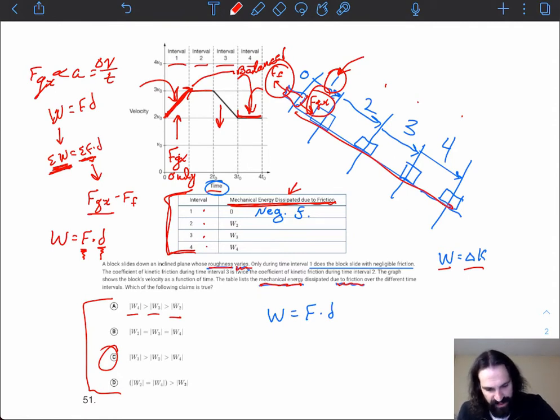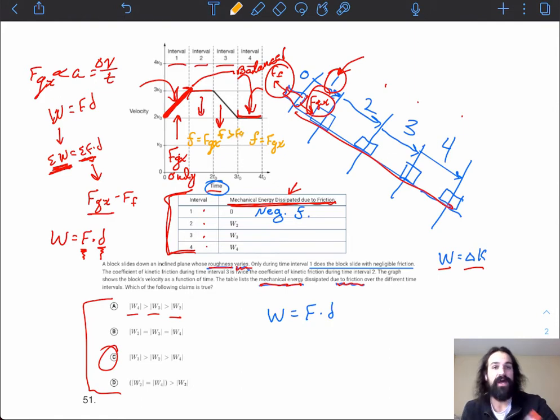So in this case, I'm going to use this slope as my baseline. Here the forces are balanced. So during phase 2, and I'm going to switch colors so you can see what I'm doing, friction is equal to the weight, or FGX, and that's also true in phase 4. Friction is equal to FGX. In phase 3, friction has to be greater than FGX.